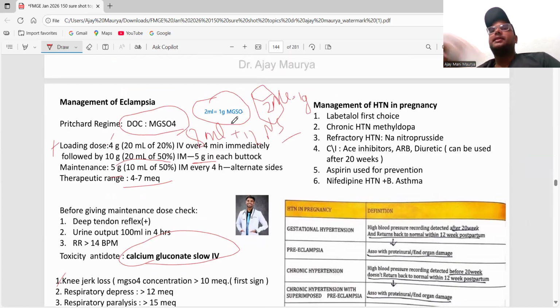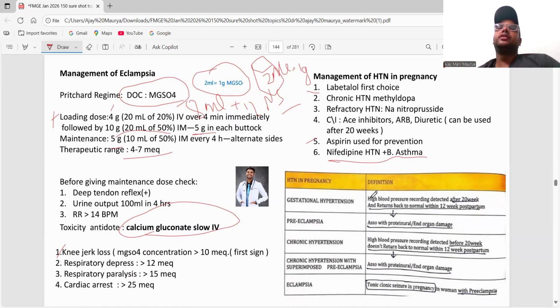Management of hypertension in pregnancy. First is labetalol. For chronic hypertension, you have to give methyldopa. For refractory hypertension, you have to give sodium nitroprusside. Remember, ACE inhibitors, ARBs, and diuretics are contraindicated in pregnancy, but diuretics you can give after 20 weeks only. Aspirin is for prevention of pregnancy-induced hypertension. If the patient is asthmatic, you have to avoid beta blockers, so you give CCB, calcium channel blockers, mainly nifedipine.